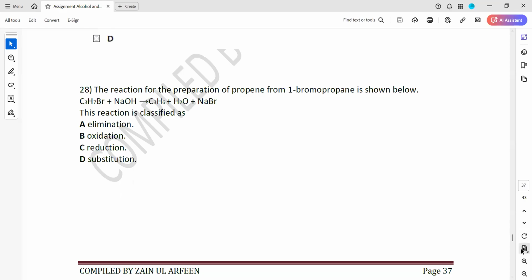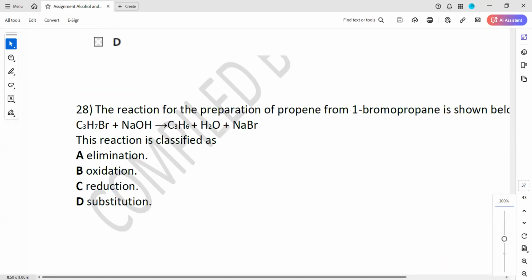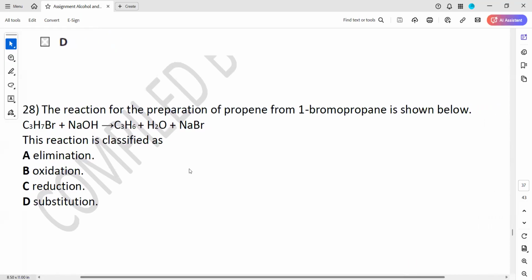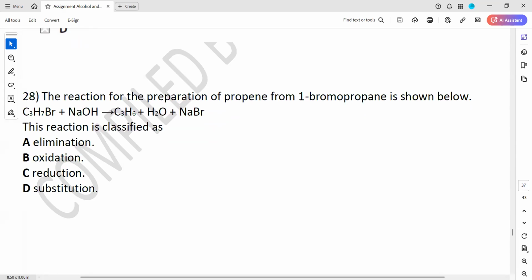Next is the reaction of a preparation of propene from 1-bromopropane, shown below. This reaction is classified as, so how do we classify this reaction? We have C3H7Br reacting with NaOH to form C3H6 plus H2O. The term elimination means when alkenes are formed from these halogenoalkanes and a small molecule is given off, we call them an elimination reaction. So you can see here from a halogenoalkane, the term oxidation means addition of oxygen or the increase in oxidation number.